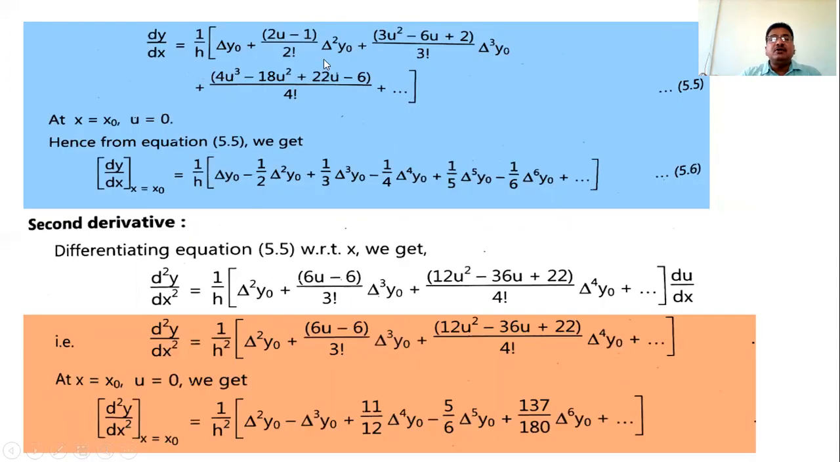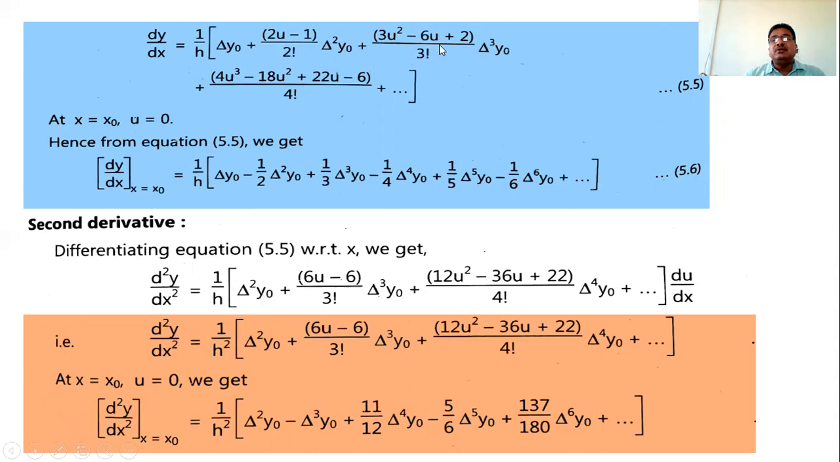So what is the derivative with respect to u of this bracket? The derivative of delta y naught is 0 with respect to u, and the derivative of 2u is 2, minus 1 derivative 0, divided by 2 factorial, meaning 2 by 2 is 1. So delta square y naught is the derivative of this quantity.